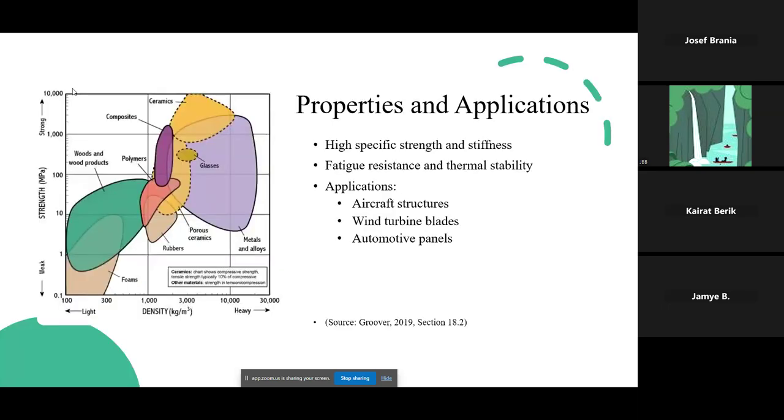Properties and applications. They are high specific strength and stiffness, fatigue resistance, and thermal stability. And applications will include aircraft structures, wind turbine blades, and automotive panels.